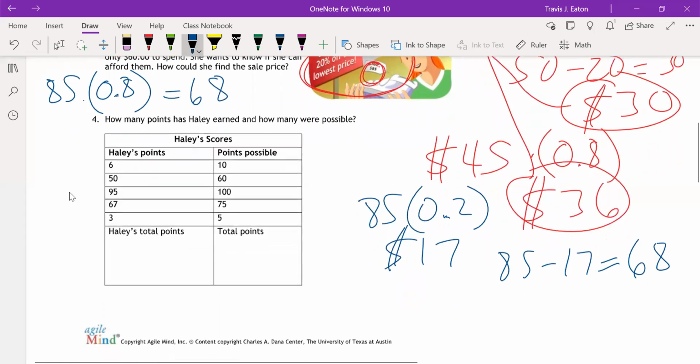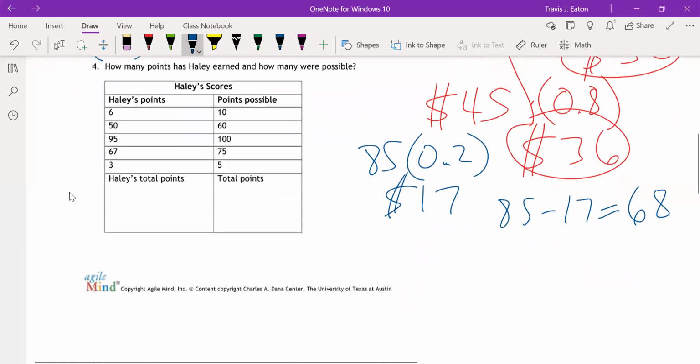Now, question number 4. Haley's points versus the points possible for all these assignments that she's given. If we add up all of these points here, Haley's total points, well, she had 6 out of 10, 50 out of 60, 95 out of 100, 67 out of 75, and 3 out of 5. Now, if her teacher is grading everything based on just points, well, she has a total of, and you're probably way ahead of me already, her total points, she has 221.